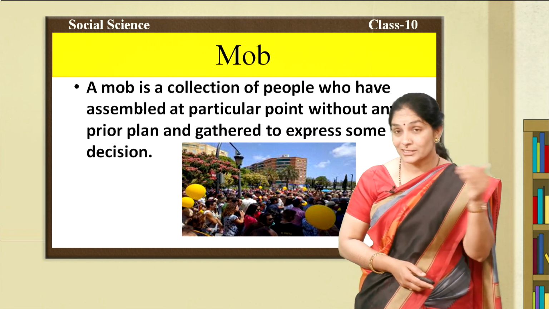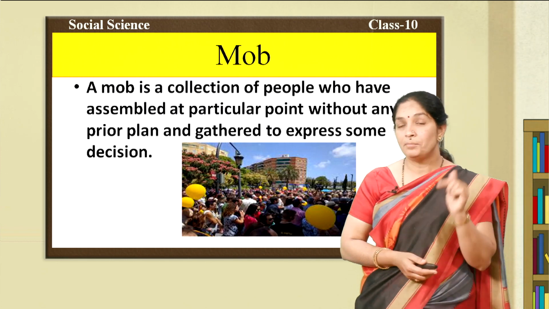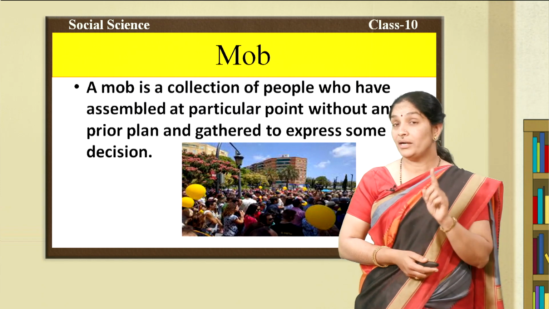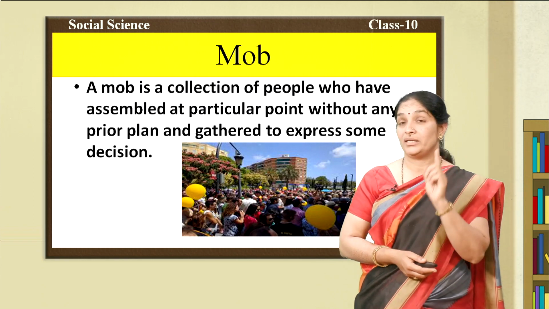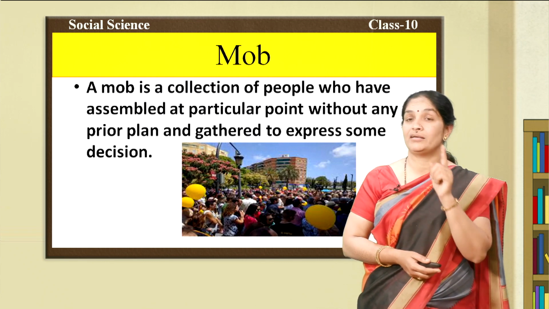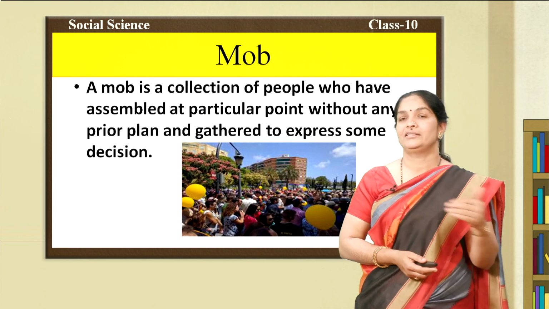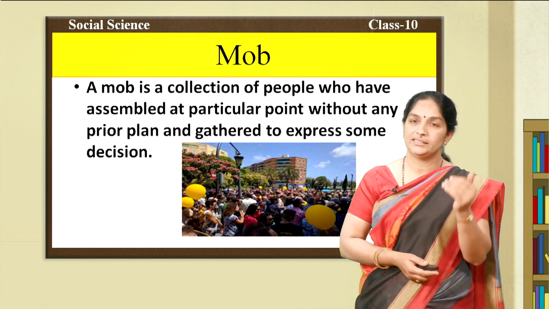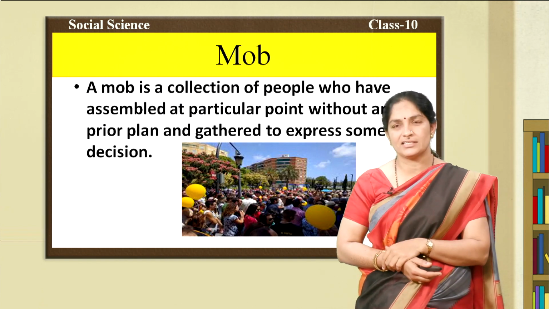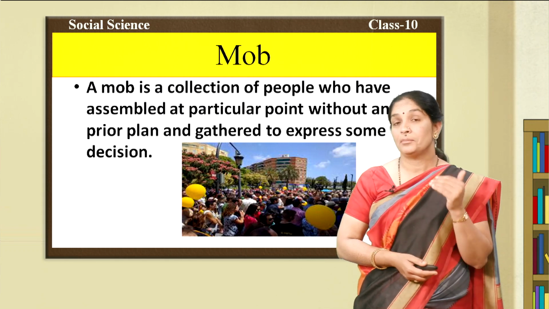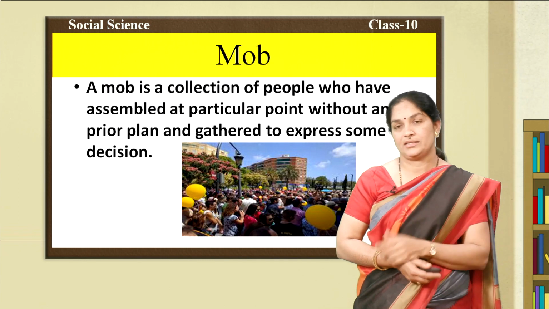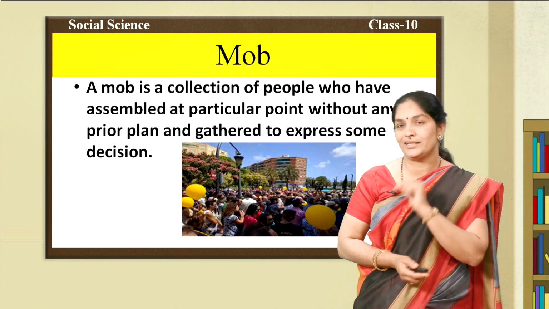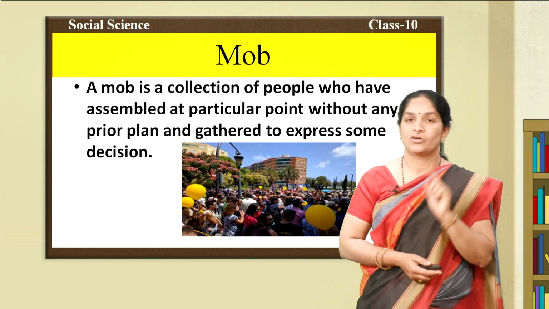A mob is a collection of people. The people are gathered, they assembled at a particular point, but there is no prior plan. Without any prior plan, unexpectedly they gathered together to express some decision. They may express their voice, their thoughts, but it is not a planned one. It is an unexpected gathering. The unexpected gathering is called a mob.